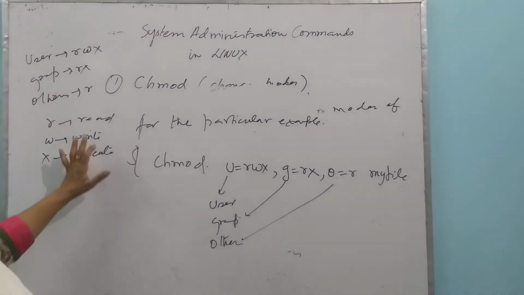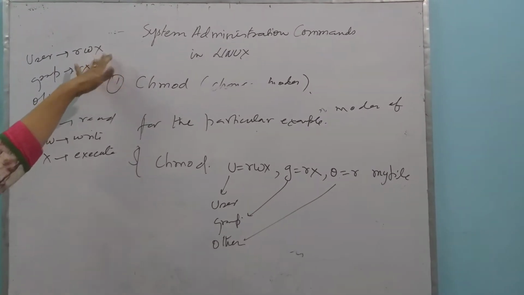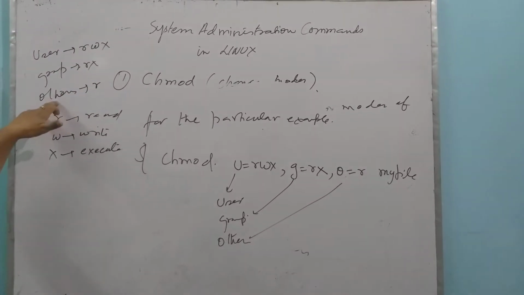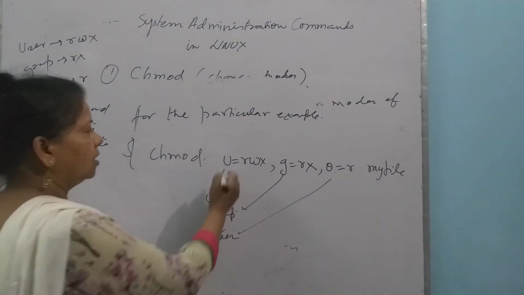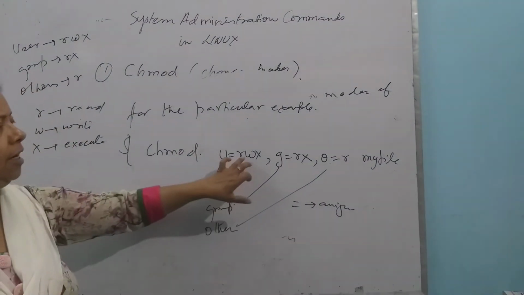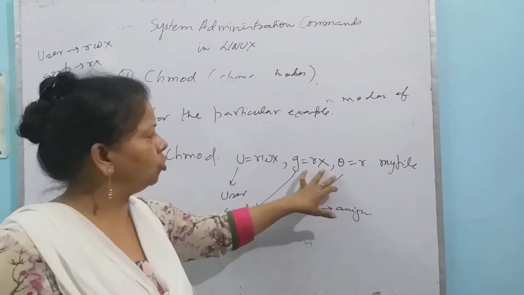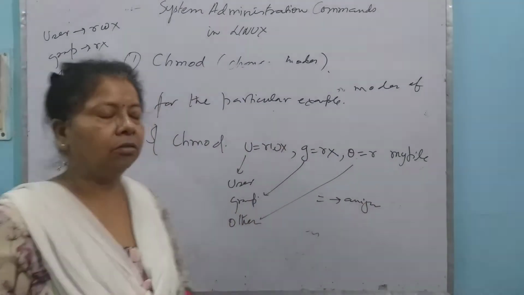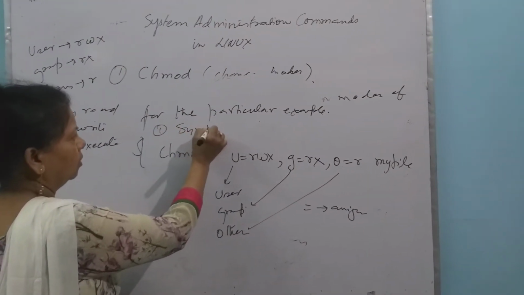As in our example, we want the access of user, read, write, execute access. We want the group member access, read and execute, and we want read access for the others. So we will use chmod like this. This equal to sign is the assign sign. That means we are assigning read, write, execute permissions to the user. We are assigning read and execute permission to the group members, and we are assigning read permission to the others. Okay, this is the symbolic method.